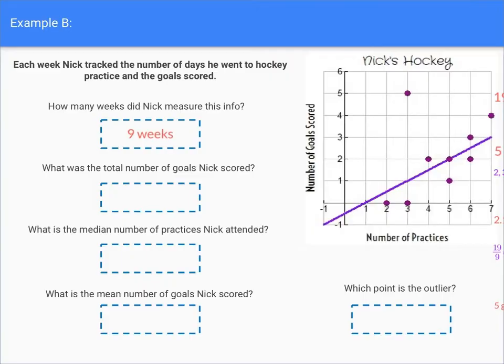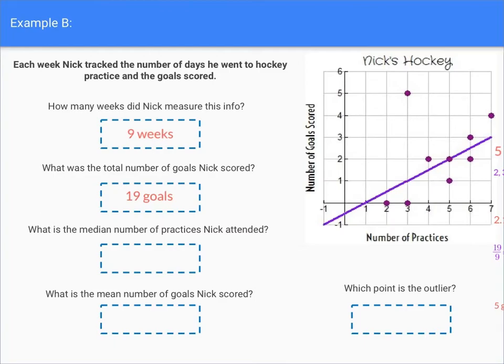What was the total number of goals scored? So again, we're going to add up all of the goals scored there. So for example, the 2 at the bottom, he scored 0 goals. So 0 plus 0 plus 5 plus 2 plus 2 plus 3, 1. When we add them all up, we're going to end up with 19 goals.